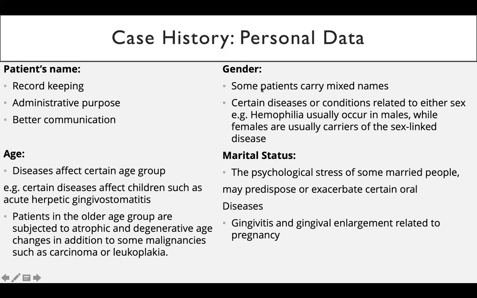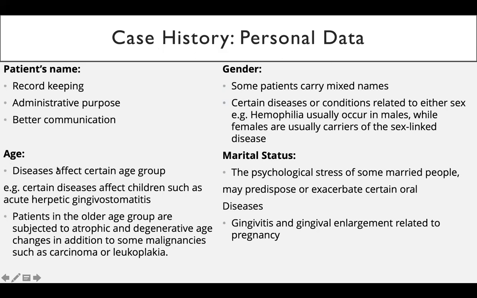This is a professional attitude by the doctor. And then gender is important because names are sometimes mixed and cannot define gender, so you need to know the gender. Also, when you know the gender, there are certain sex-related diseases. For example, hemophilia is more common in males, while in females other diseases are more commonly found. So gender is also important, and is included in the case history, personal data.